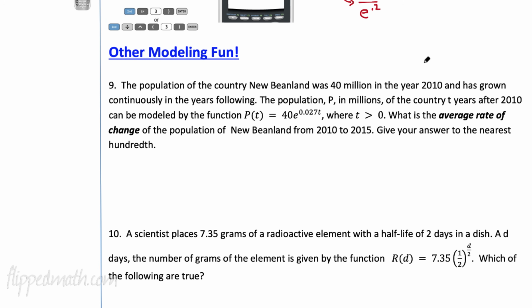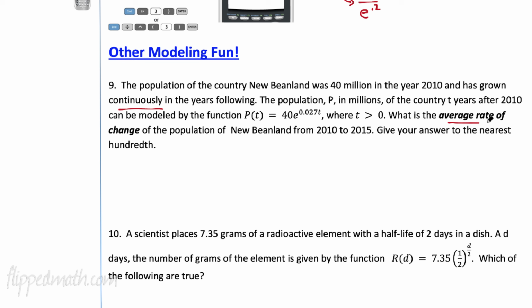All right, we have 2 more that we're going to look at. Number 9 is another way that we take that number e, and it shows up a lot in mathematics. So here's an example. We have the population of a country called New Beanland. New Beanland was 40 million in the year 2010 and has grown continuously for the years following. That's kind of where we get that e working out. The population in millions of the country t years after 2010 can be modeled by the function P of t equals 40e to the 0.027t, where t is greater than 0.